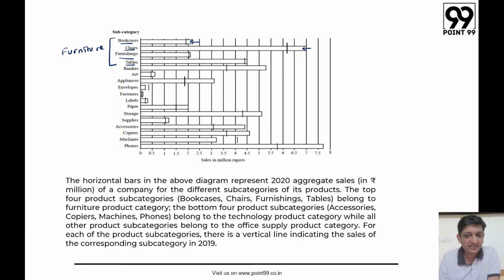The bottom 4 subcategories, accessories, copiers, machines and phones, these four will be the technology product category. While all the other product subcategories belong to the office supply product category. So binders through supplies will be the office supplies category.